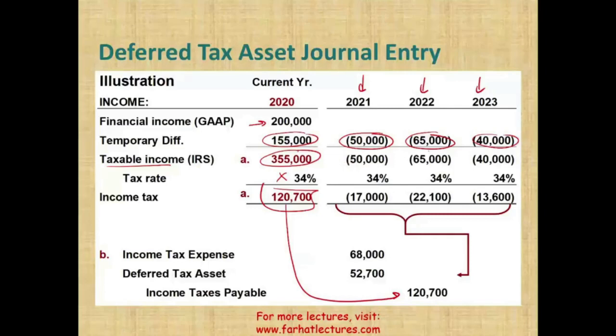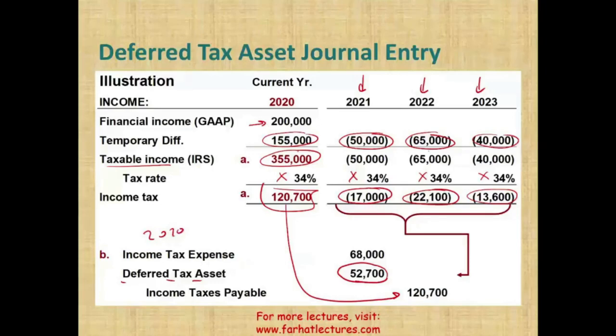First, let's compute the future benefit. 50,000 times 34%, 65,000 times 34%, and 40,000 times 34%. So for 2021, it's going to give me a tax saving of 17,000, then 22,100, and 13,600. I take those three together, and I book my deferred tax asset for the future 3 years. That's going to reverse. Over the next 3 years, that deferred tax asset would reverse, but I book it now. This is 2020. I book it in 2020, but it would reverse in 2021, 2022, and 2023.